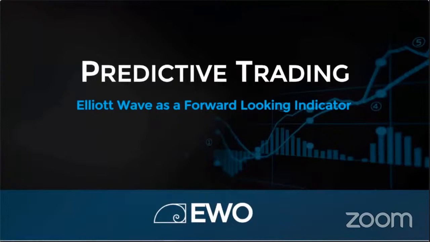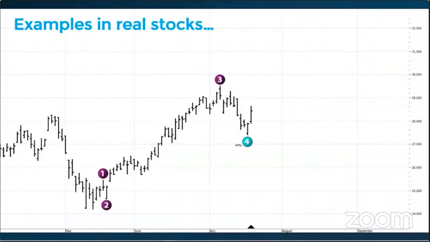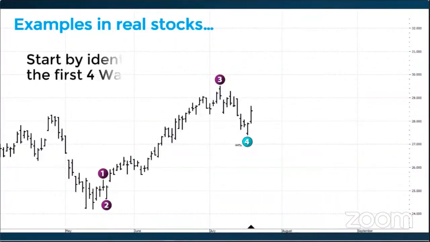You have a basic understanding of the impulse pattern. Let's talk about how to use that as a forward-looking indicator. So let's take a look at some examples in real stocks.